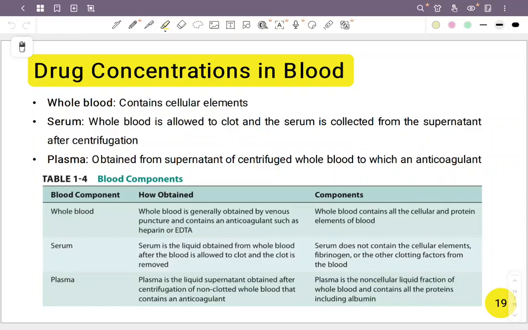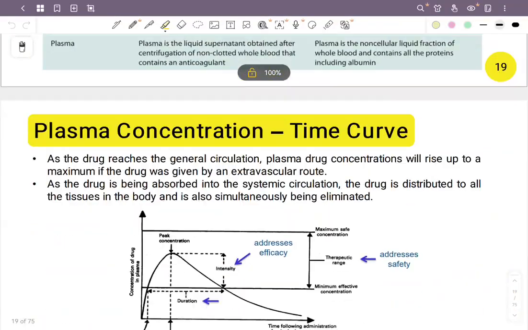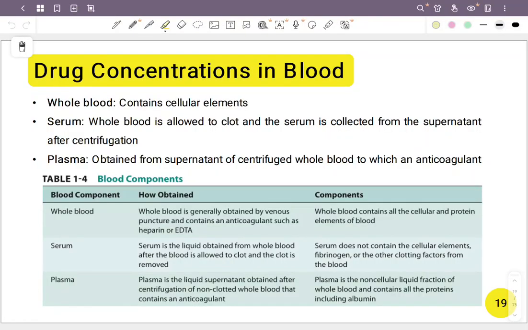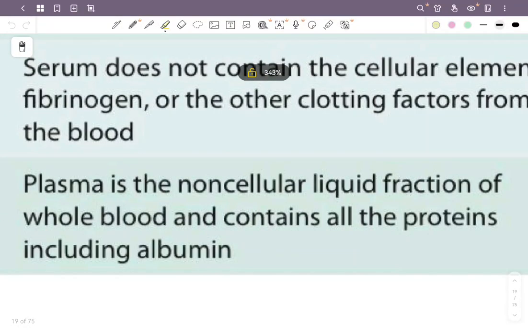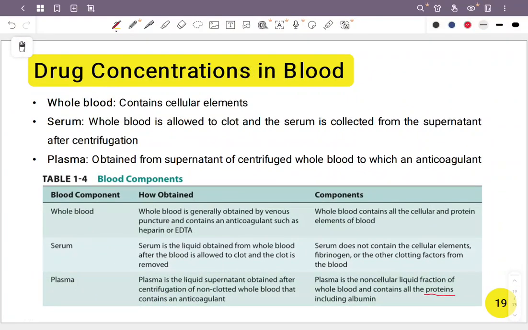Then our plasma naman, this is obtained from supernatant of centrifuged whole blood to which an anticoagulant is present. Now, dinhi sa tulo guys, ang ginagamit jud to measure plasma or drug concentration rather is our plasma. That is because it contains proteins. And kanang proteins guys, nagabind din ang atuang drug. That is why ideal nga si plasma ang gamiton kay naatay ma-measure nga drug nga kato nakabind sa atuang protein.